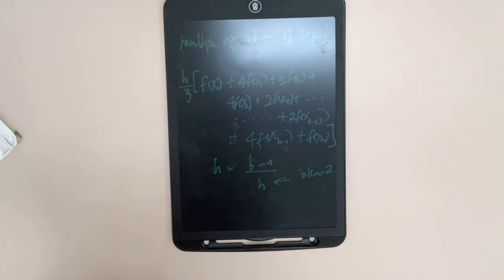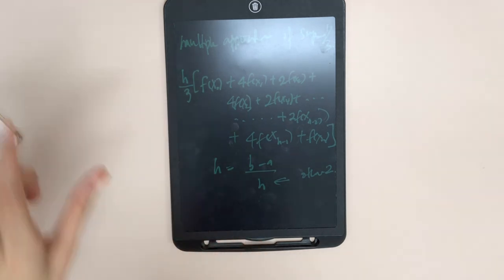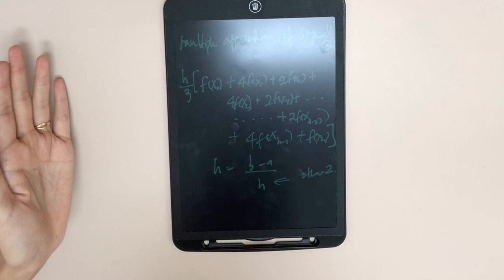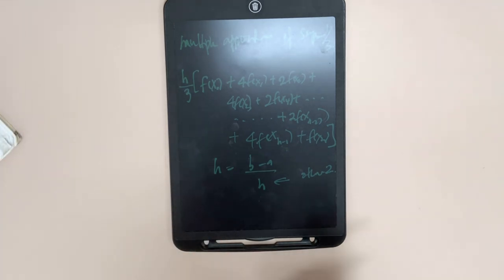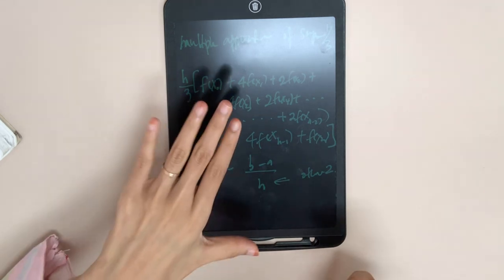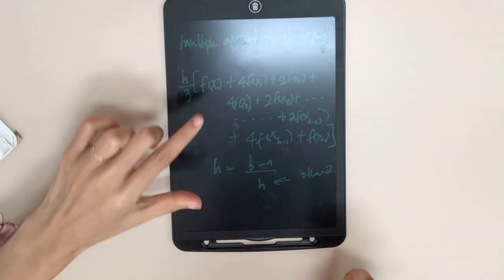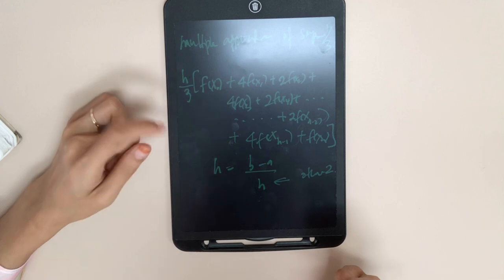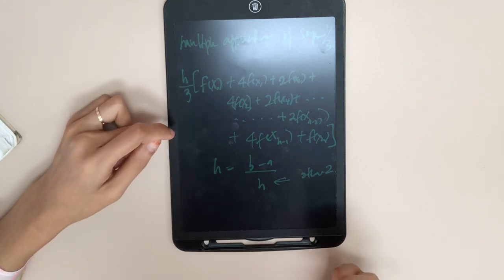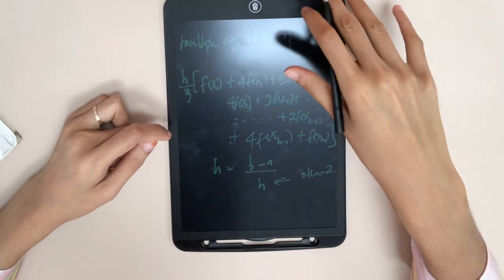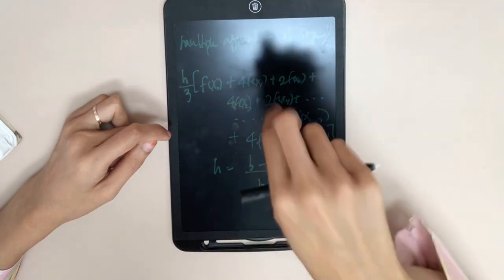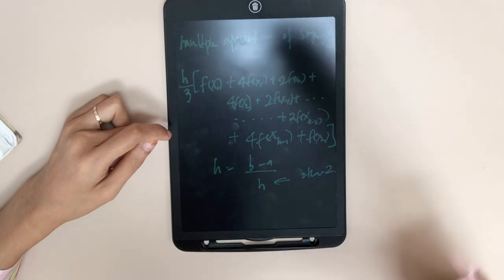Okay, if the question gives you n as 2, it means that you will use the formula for Simpson 1 over 3. But if your n is 4, 6, or 8, for example, it means that you need to do the multiple application. So this is the formula for multiple application. I will proceed with the formula first, and in the next video I will show you the example.